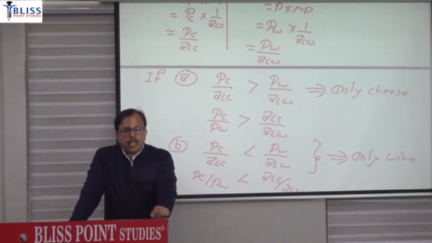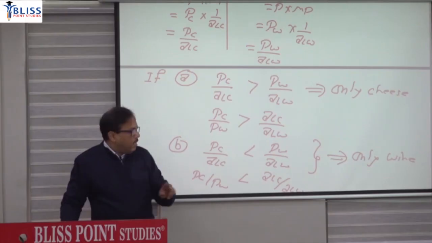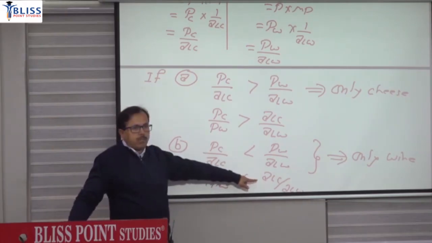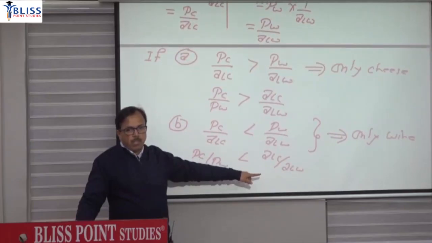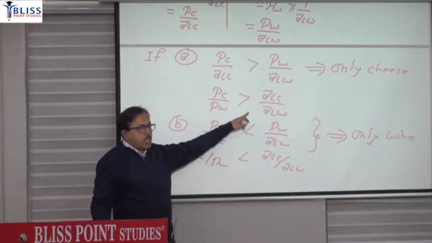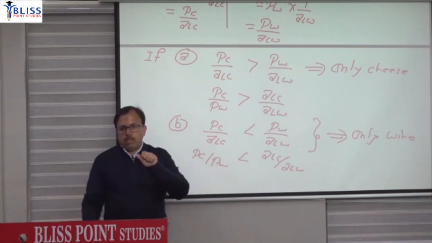But if country is not trading with other country, then that condition is called autarky condition, country in isolation. So if a country is isolated, then that country must produce both products. Country can produce both products only when labor goes to both sectors. And labor goes to both sectors only when wages are equal, which means without trade this PC by PW must be equal to what? ALC by ALW. Without trade this PC by PW must be equal to ALC by ALW. That is the third condition.